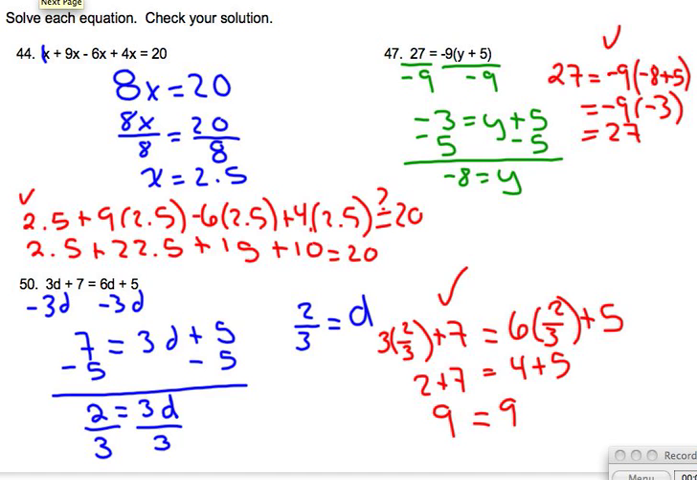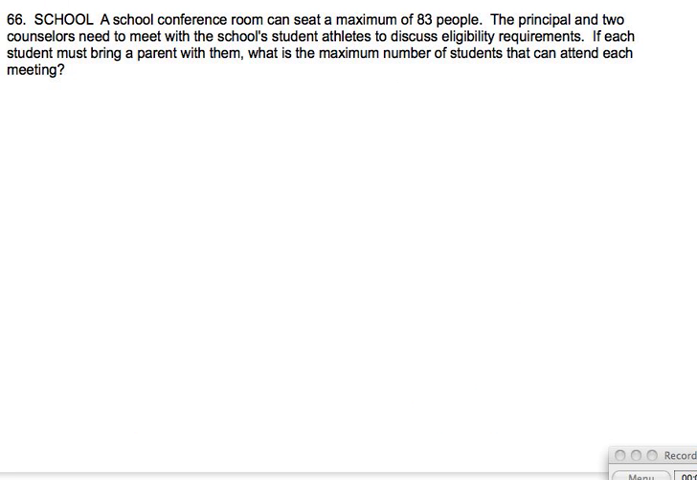And the very last problem is another story problem. It says on problem 66, a school conference room can seat a maximum of 83 people. The principal and 2 counselors need to meet with the school students' athletes to discuss eligibility requirements. If each student must bring a parent with them, what is the maximum number of students that can attend each meeting? So they're asking us how many students can attend. So that's our variable. N equals the number of students attending. Make sure you identify the variable.